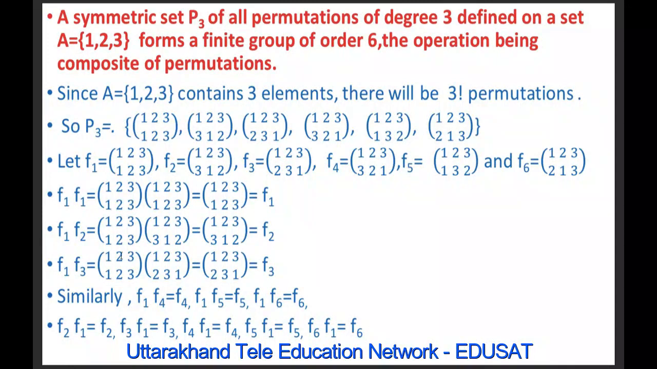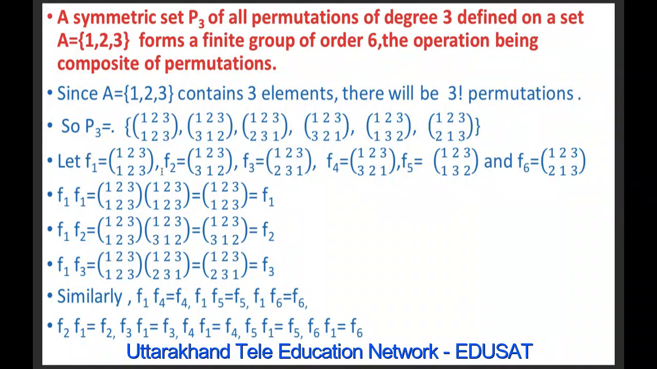Now the image of 2 in F1 is 2, the image of 2 in F3 is 3. So I have written 3 below 2. The image of 3 under F1 is 3 and in F3 the image of 3 is 1. So I have written 1 below it. So the resulting permutation is 1, 2, 3 in the first row and 2, 3, 1 in the second row, and this is equal to F3.